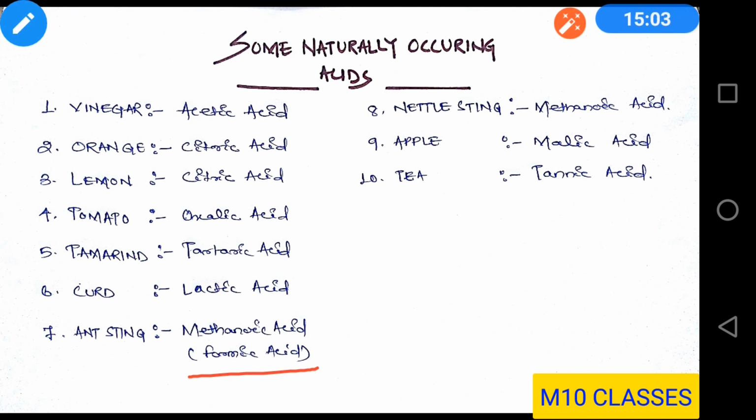Go through your book, what is given in your book. And in the next class we'll read about salts, different types of salts and how they are formed.